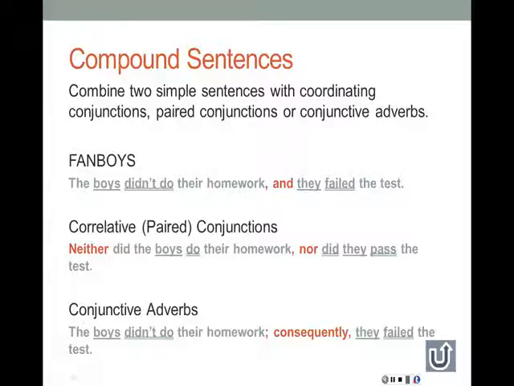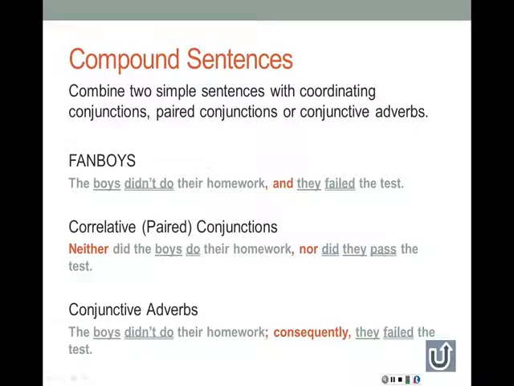In this next online grammar presentation for Unit 21, Connectors, you will learn how to use correlative conjunctions and conjunctive adverbs, or transition words, to combine simple sentences and form compound sentences. Please watch the presentation and complete the presentation review before class on Monday, April 14th.